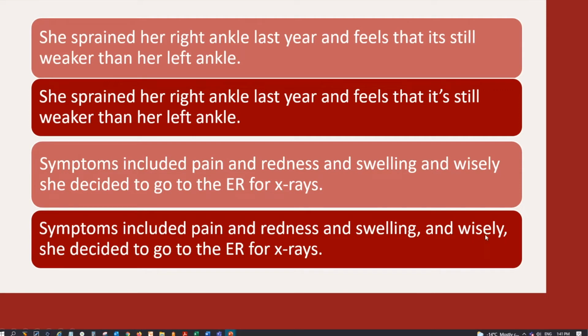Wisely is acting as an introductory element to the second independent clause. So when you see that coming after a conjunction word, you want to just look at the sentence after that conjunction word. Just ignore from and back and look at from wisely on in this case. You don't need to put a comma after and. We're just going to go from wisely on. So wisely, comma. Wisely is one word. It doesn't answer when, where, why, or how after. So wisely, comma, she decided to go to the ER for x-rays.